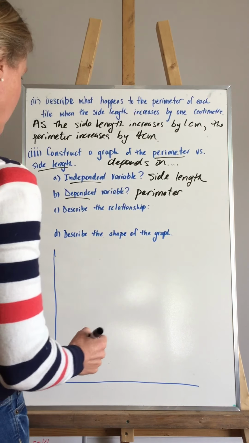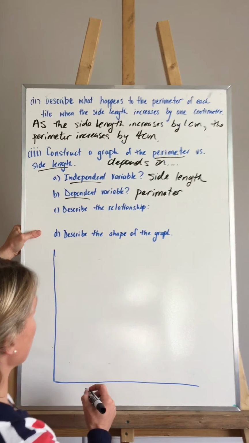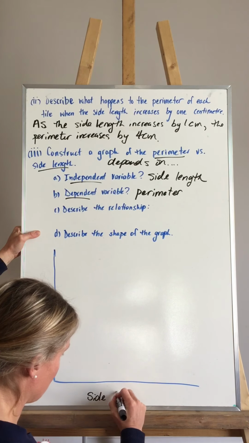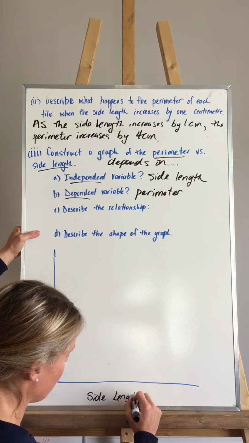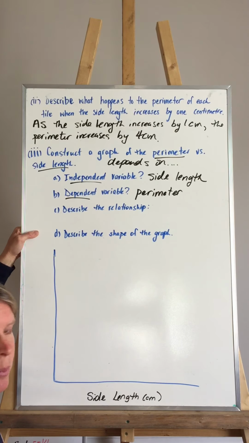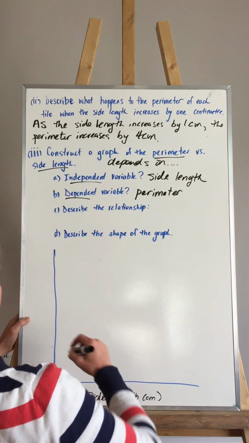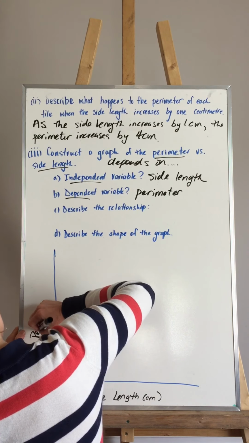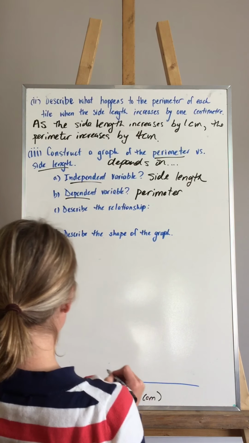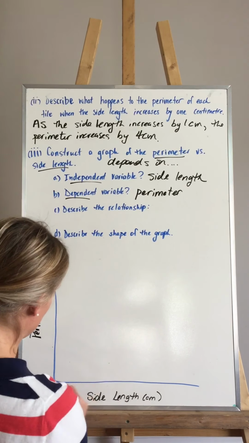As we're going to graph, recall independent variable goes on the bottom. So I'm going to put side length down here. If you're doing this at home and you can't print it out, you can just do this on lined paper, and that would be fine. Just try to use a ruler or some kind of straight edge, but it doesn't need to be perfect. And that's the perimeter.